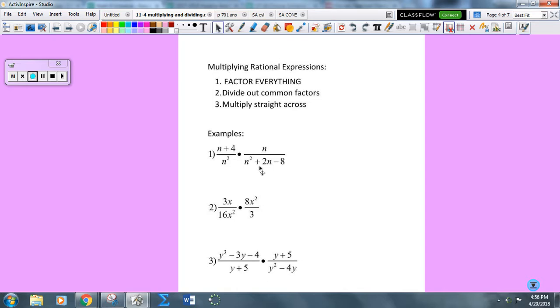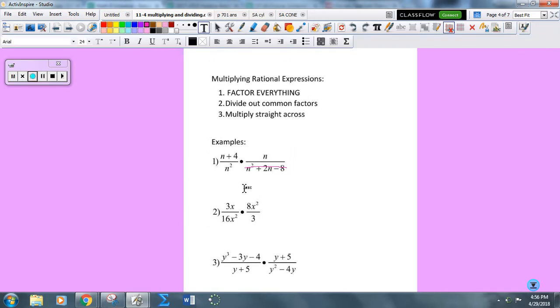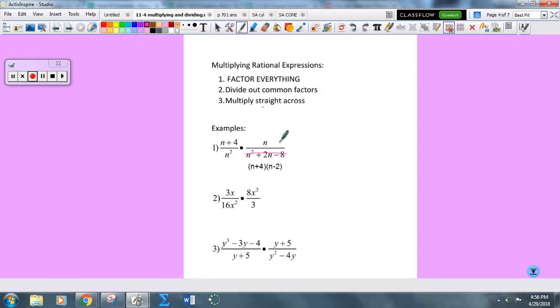So the first example, the first thing we need to do is factor that denominator. Instead of n squared plus 2n minus 8, that factored is: factors of negative 8 that add to be positive 2 are positive 4 and negative 2. So it's n plus 4 times n minus 2. So now I have an n plus 4 in the numerator and denominator, so those can divide out.